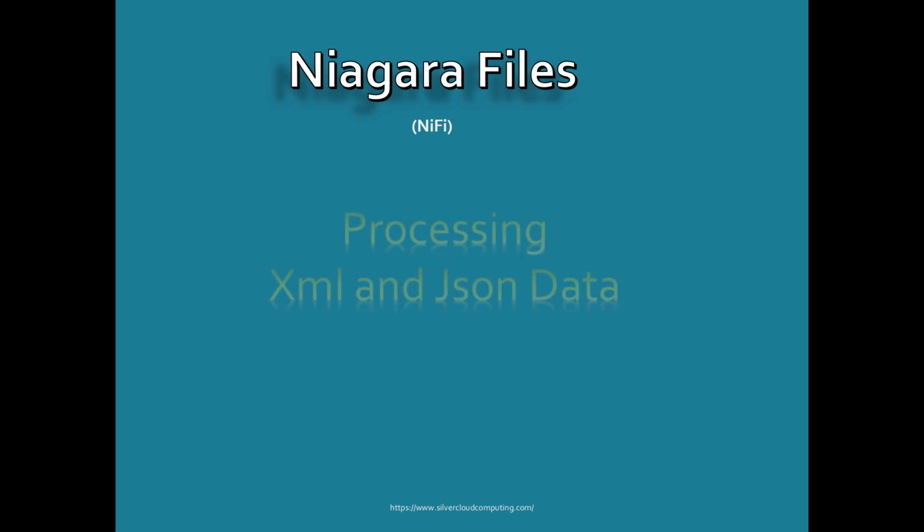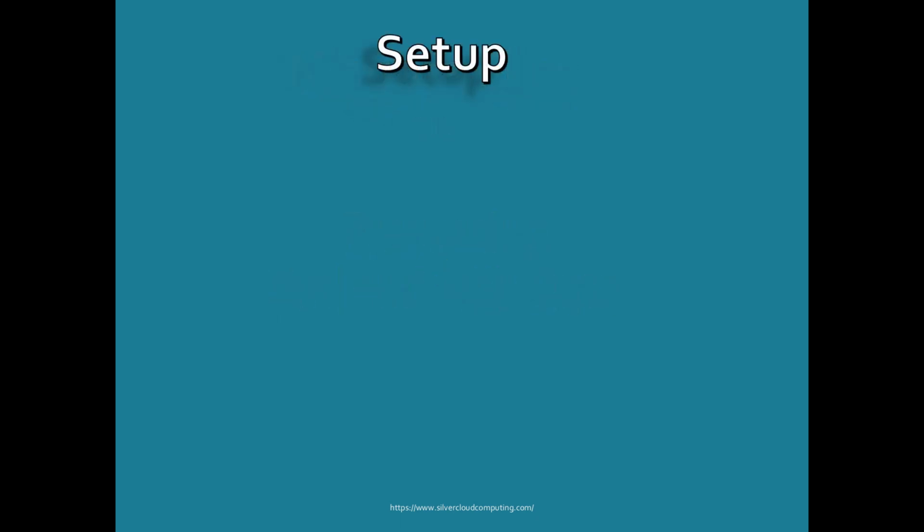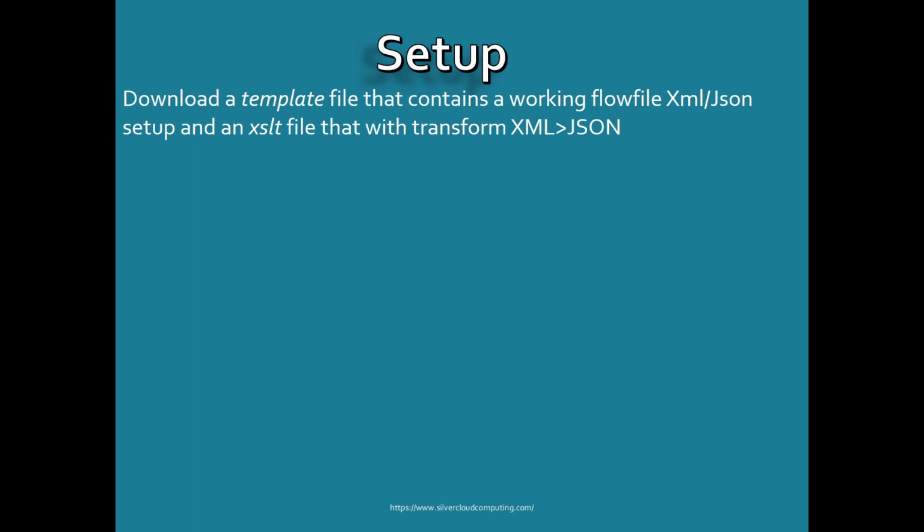Okay, in this video I'm going to go ahead and talk about how to process XML and JSON data using NiFi, and we'll be using just some of the standard processors that come with it. The setup's pretty easy. Basically, you go to the website that I put together and you download two files. One of them is a template file that contains the flow file I created for you to use, and the other one is this XSLT file that you use to transform the XML data that we start with into JSON data.